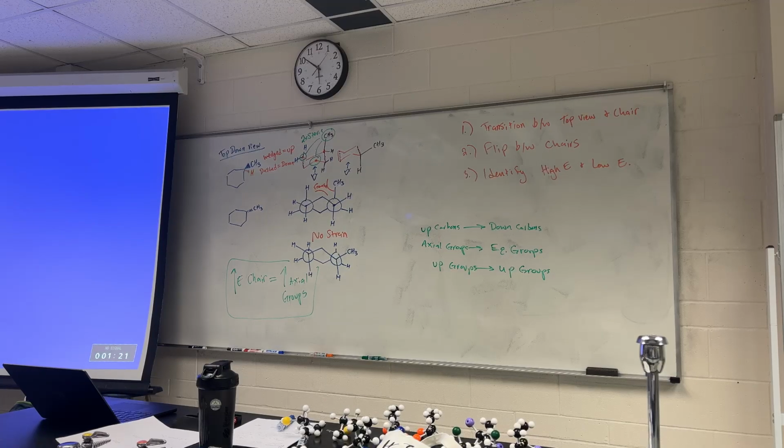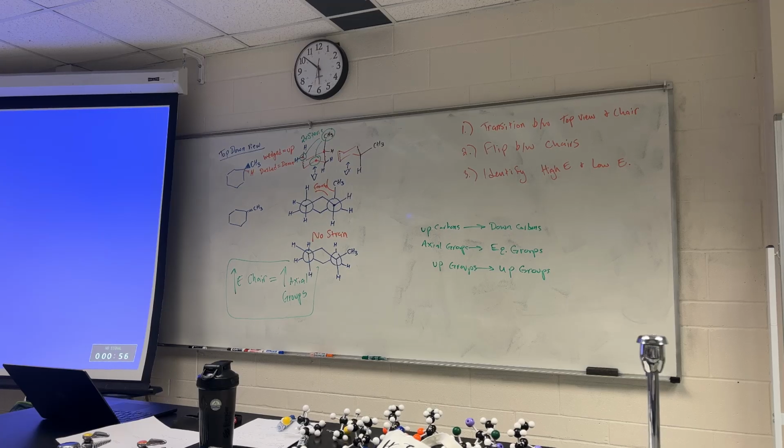Okay. So this ethyl is wedged, so it's coming towards us. So it has to be up. It has to be up. And up carbons have up axial groups, and down carbons have up equatorial groups. Up carbon has an up axial.